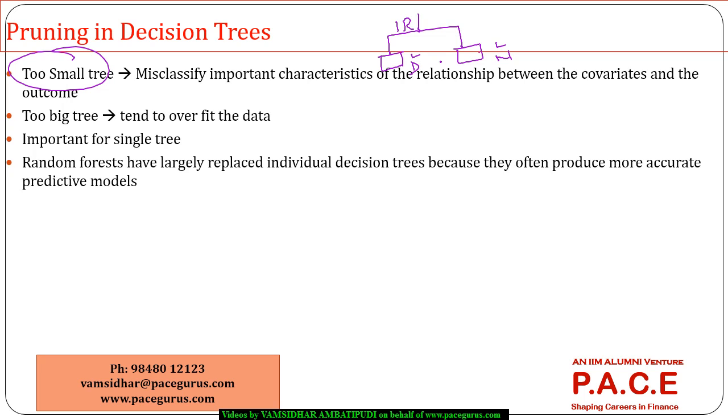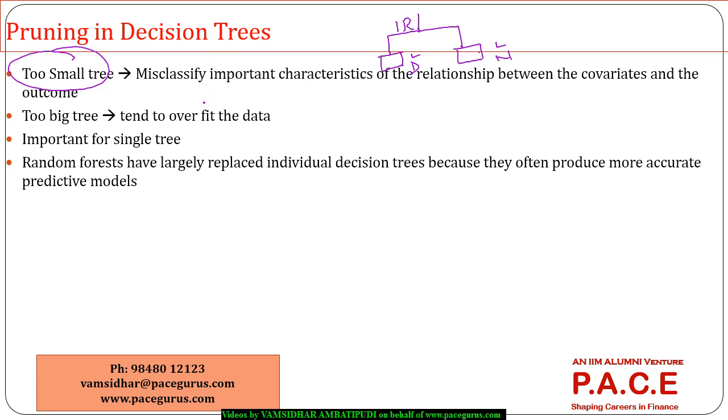So there is a possibility of misclassification of the important characteristics. There could be various other attributes that are impacting the default, but here only one single attribute is considered. Which means a lot of other attributes which could influence your decision variable are typically getting ignored.